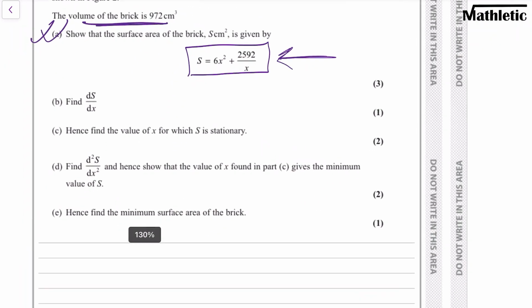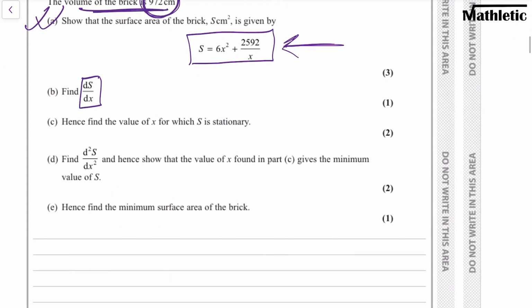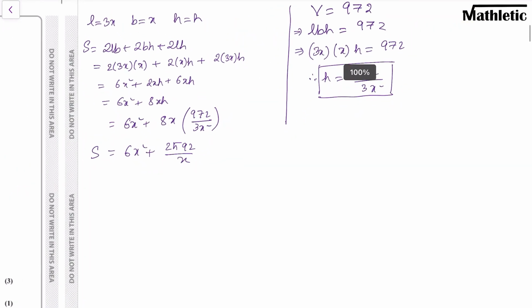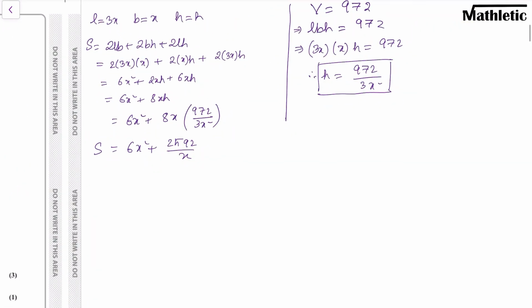For part B, we have to differentiate this expression, ds by dx. So to differentiate it, we have to have the x at the numerator level. So let me just simplify it a little bit. 6x square plus 2592 x to the power minus 1. So ds by dx.